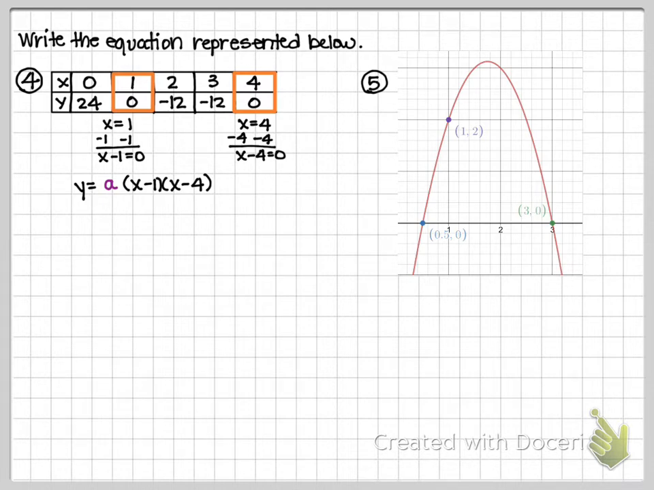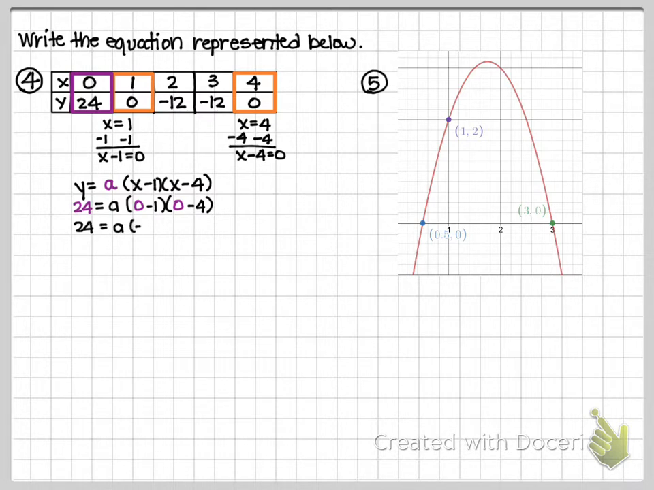In order to find that a value, we're going to go back up to the table. You're going to choose one point that you haven't already chosen. So you can't use the x-intercepts. It won't get you anywhere. So I'm going to go ahead and choose 0, 24. So that means that I'm going to plug in a 24 for my y, and I'm going to plug in 0 for my x. Everything else gets dropped down. So parentheses and the numbers. Then from here, we solve.